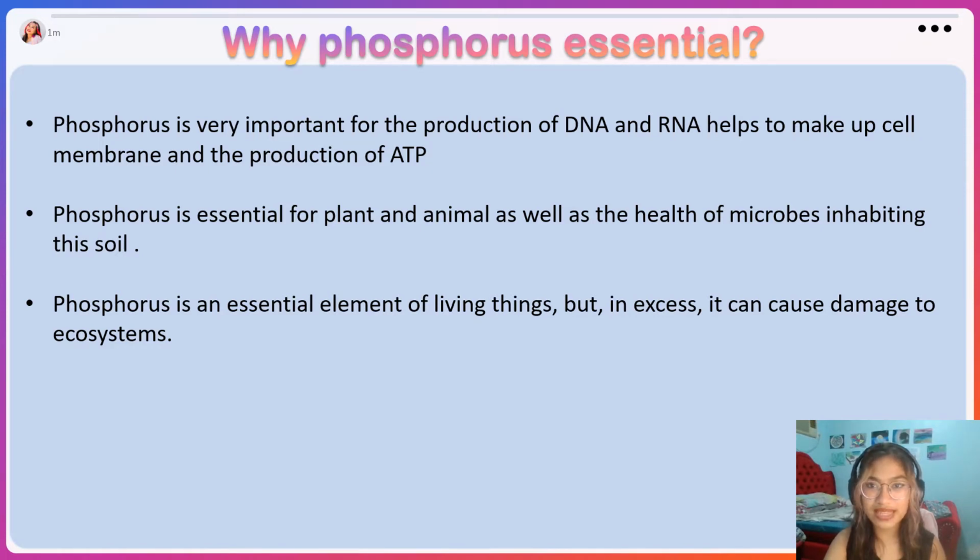Phosphorus is often the limiting nutrient necessary for growth in aquatic ecosystems. Phosphorus is essential for plants and animals as well as the health of microbes inhabiting the soil. Phosphorus is an essential element of living things, but in excess, it can cause damage to ecosystems.